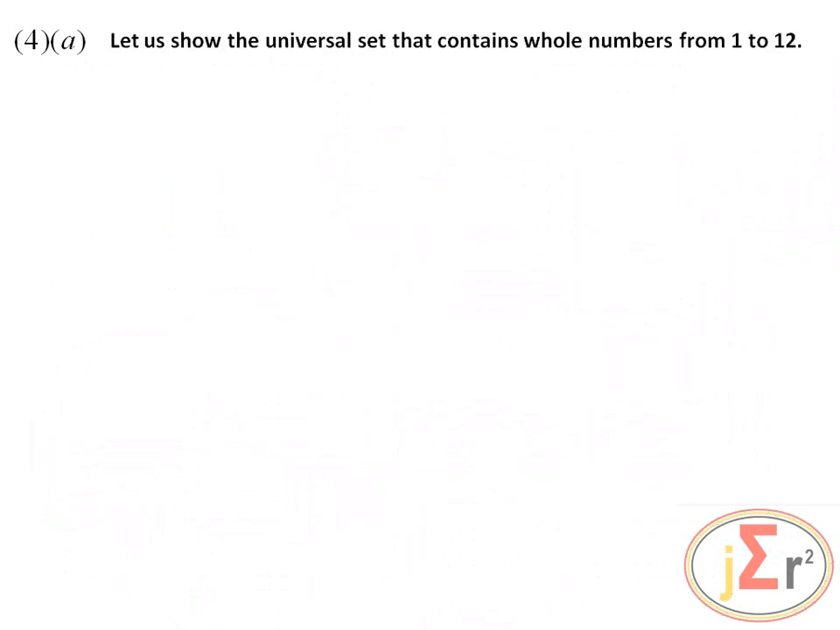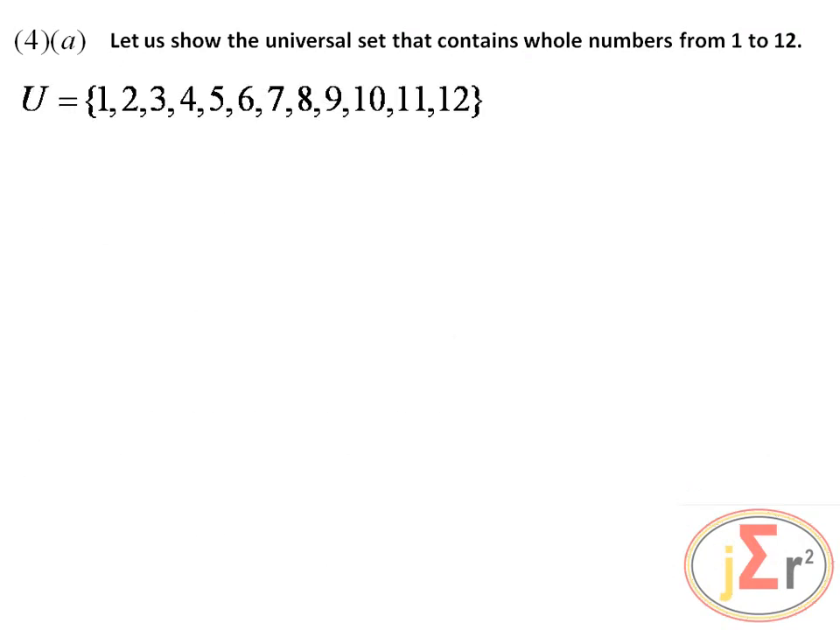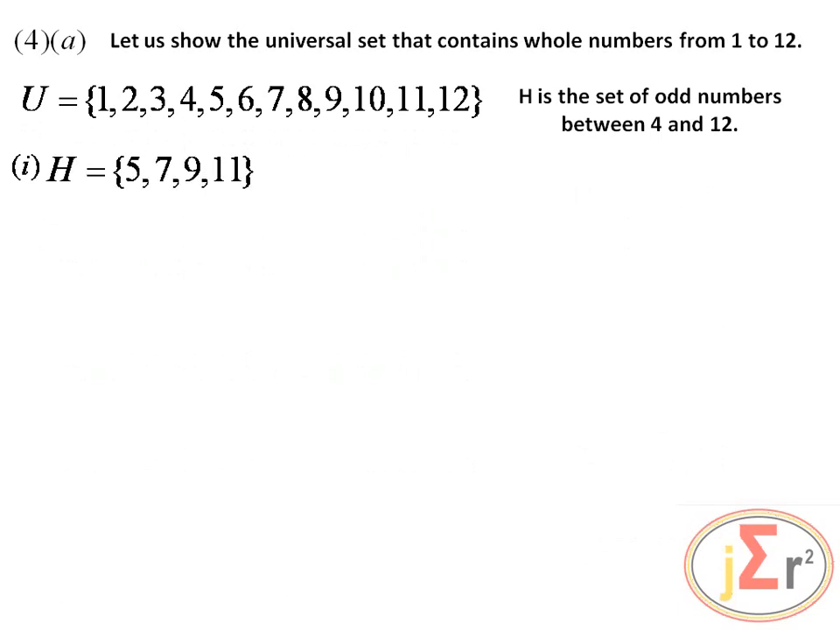Sets. Let us show the universal set that contains whole numbers from 1 to 12. The universal set is the set of whole numbers from 1 to 12. H is the set of odd numbers between 4 and 12. 5, 7, 9, 11. Between 4 and 12, 4 is right here, so we start at 5. 12 is right here, we'll end at 11.